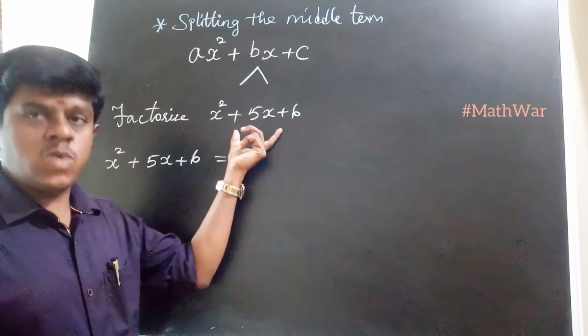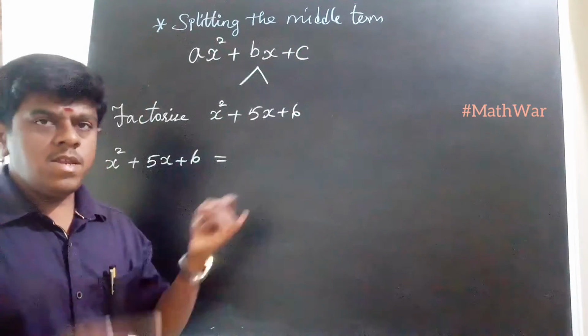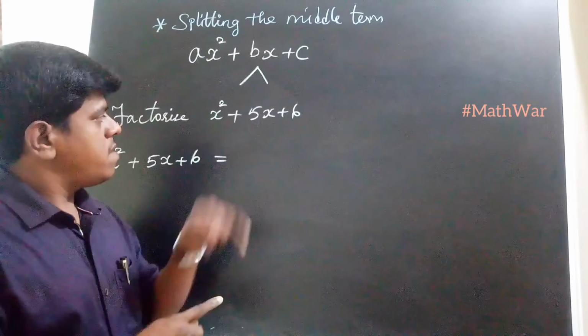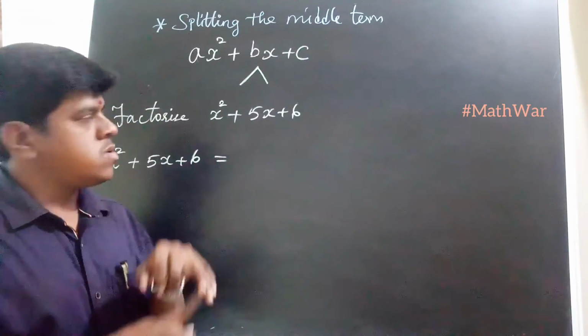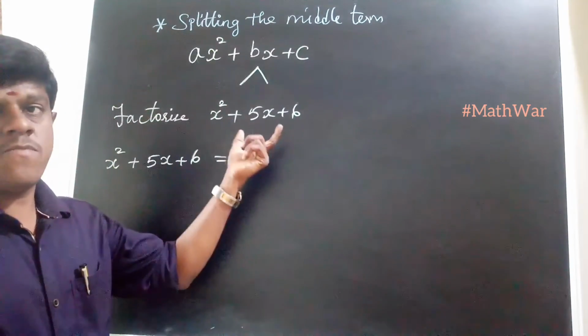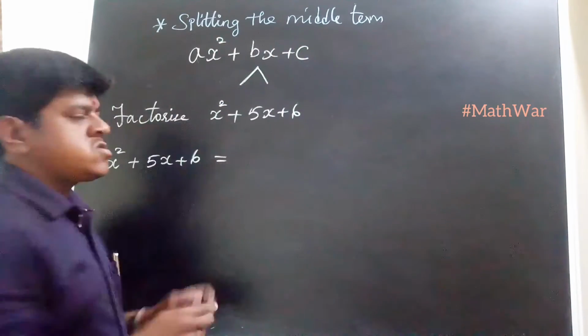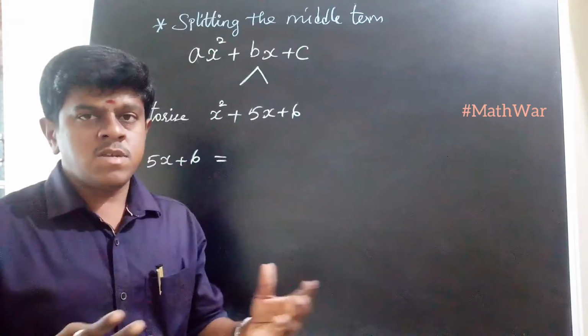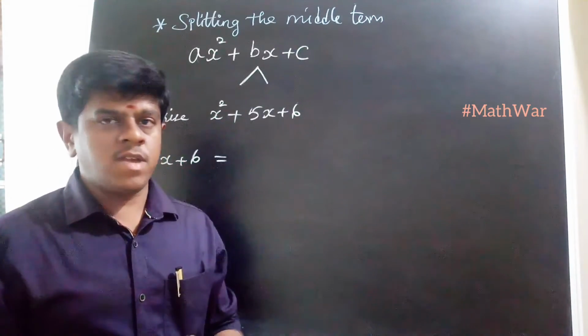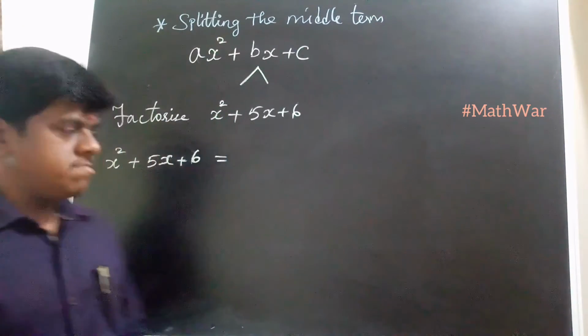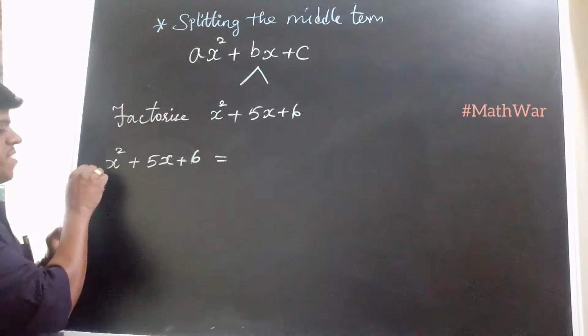You can see this is one trinomial and we don't have any number common. We cannot do it, we cannot go with the grouping method also. Since we cannot do anything for this, we have to follow the splitting the middle term method. So this 5x should be split into two terms such that we can use the grouping method and find out the answer. The method of doing this sum is we should take the coefficient of x square.